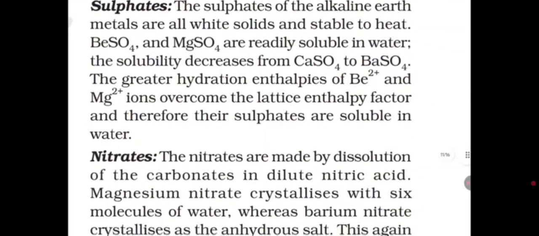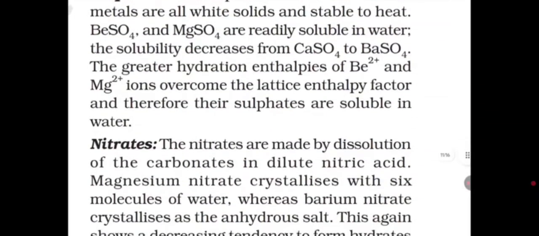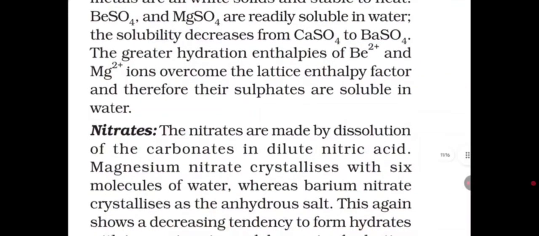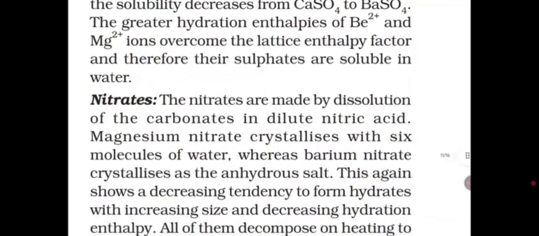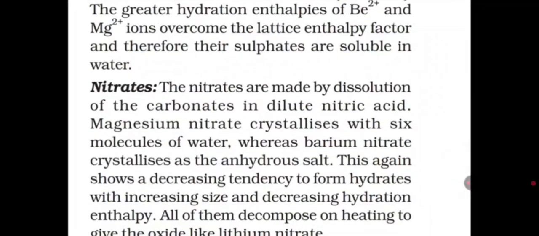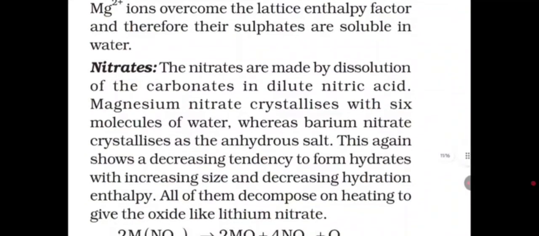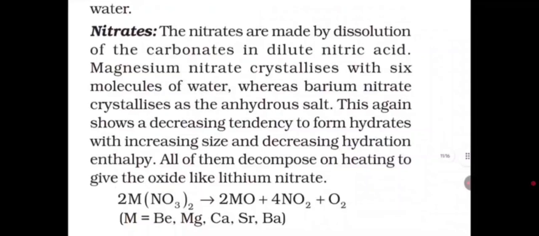Next is sulfates. The sulfates of alkaline earth metals are all white solids and stable to heat. BeSO4 and MgSO4 are readily soluble in water. The solubility decreases from calcium sulfate to barium sulfate. The greater hydration enthalpy of Be2+ and Mg2+ ions overcomes the lattice enthalpy factor and therefore their sulfates are soluble in water.